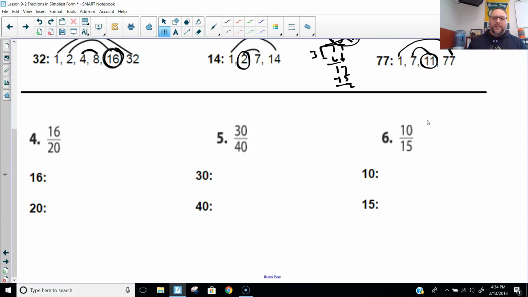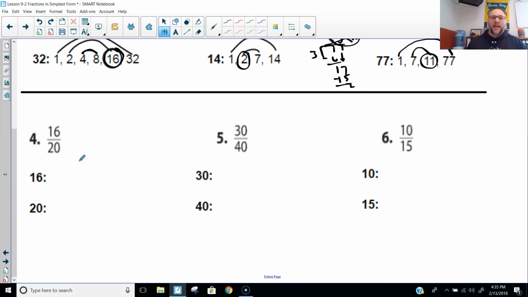Let's go down to the next one. We have 4, 5, and 6 here. We have 16/20ths, 3/40ths, and 10/15ths. Now the first thing we're going to have to do here is make our list of factors and make our factor rainbows for each one. Alright? So this could take a little bit of time.